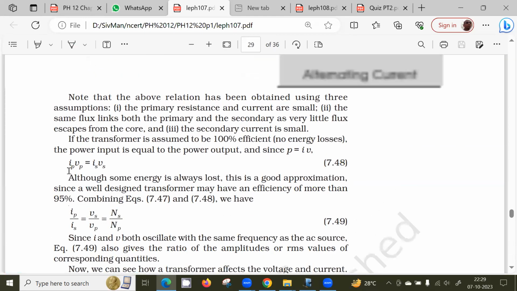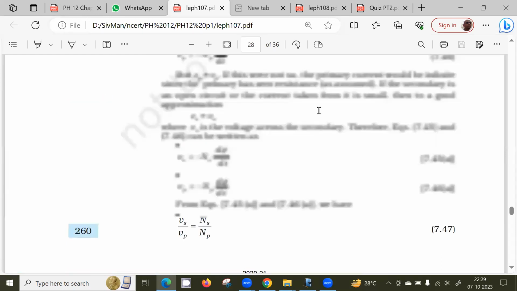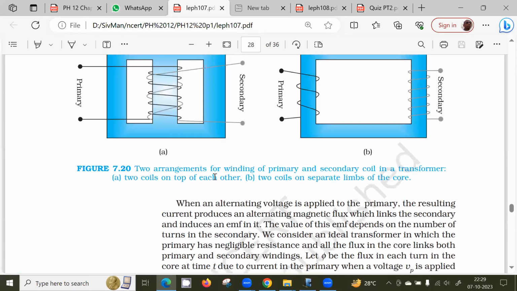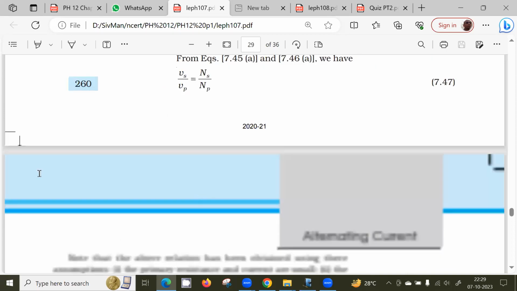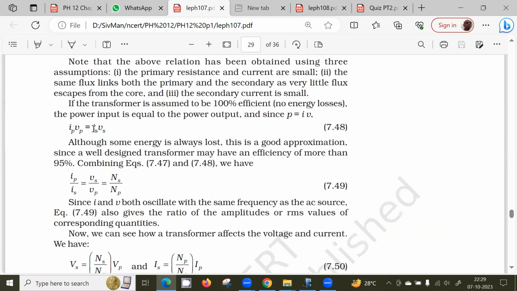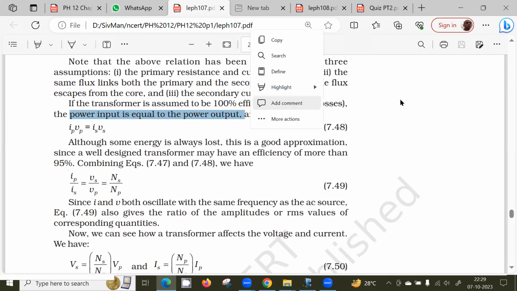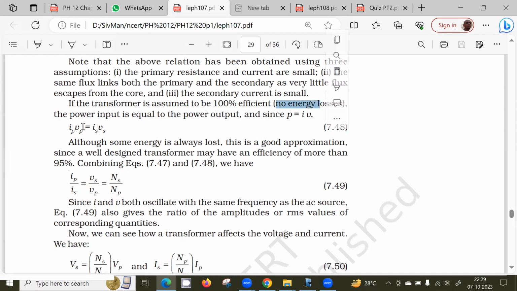Since power is not lost, the input power is V into I on the primary side, and the output power is V into I on the secondary side. So IPVP equals ISVS. We are assuming there is no power loss, so the input power should equal the output power because there is no loss of energy. That's the assumption. In that case, the power is the same on the input side and the output side.